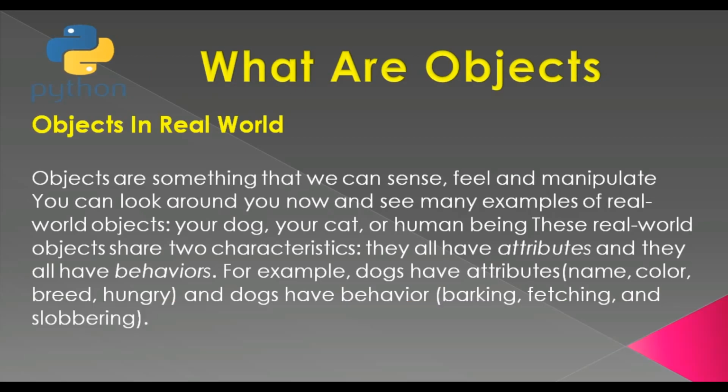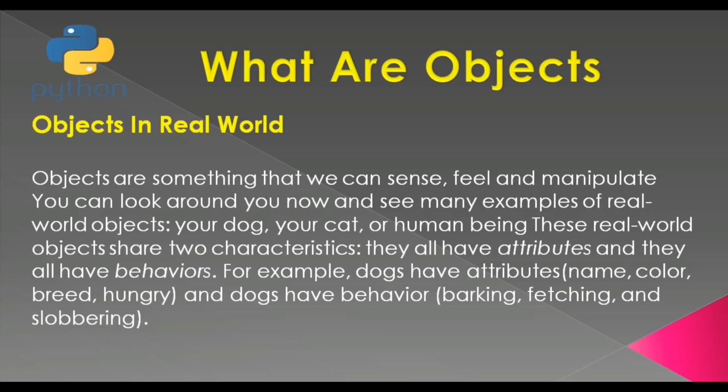There are two definitions for the object. The first one is objects in the real world. Objects in the real world are things that we can sense, feel, and manipulate. You can look around you now and see many examples of real world objects, for example your dog, your cat, or a human being. These real world objects share two characteristics: the first is that they all have attributes, and the second is that they all have behaviors.